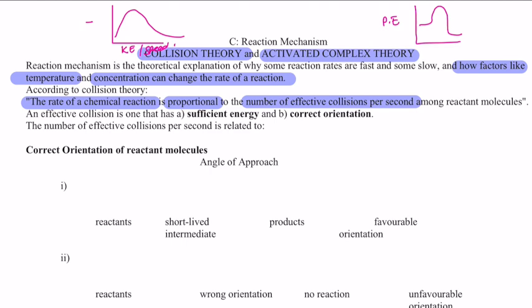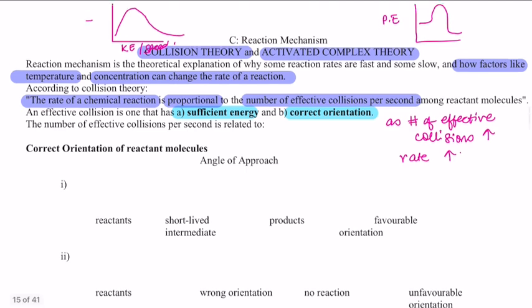So then comes the question, what is an effective collision? A collision is considered to be effective if it has the right amount of energy and if it involves correct orientation. Okay, so we are saying that as the number of effective collisions increases, the rate of the reaction increases. To explain what we mean by orientation, let's look at this small diagram.